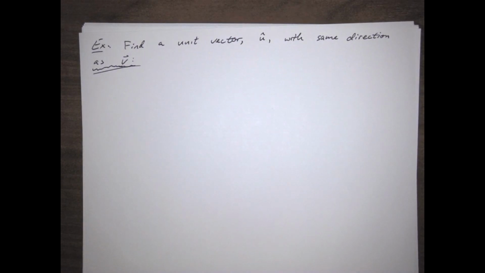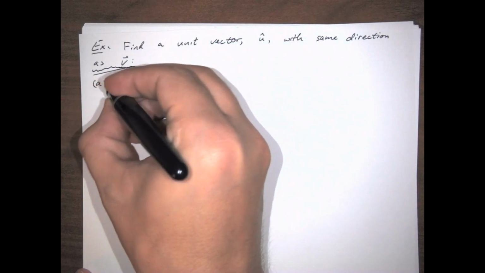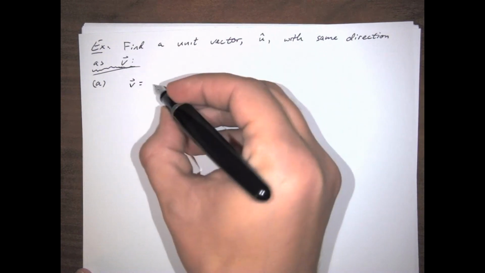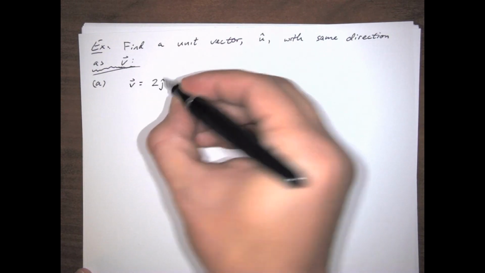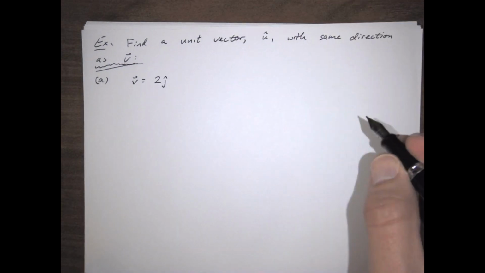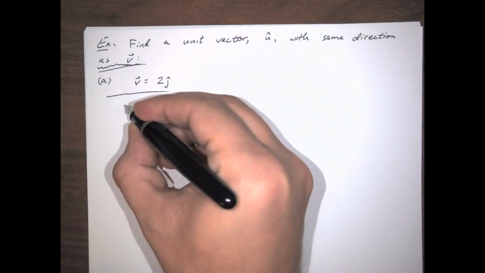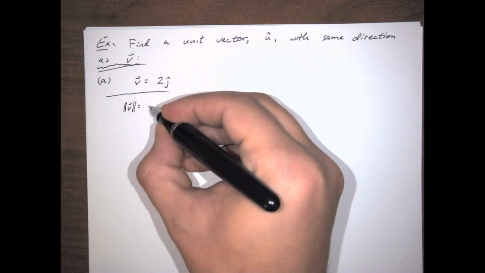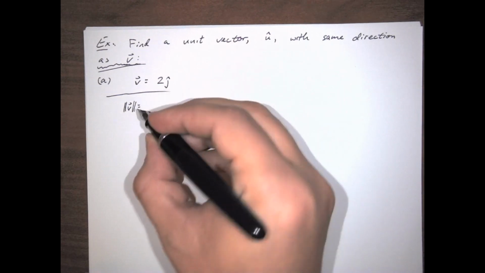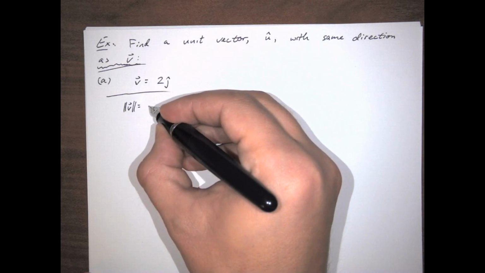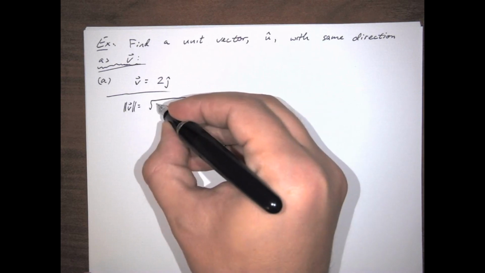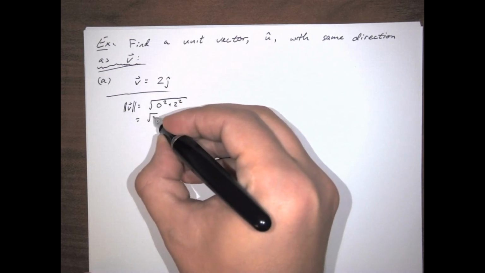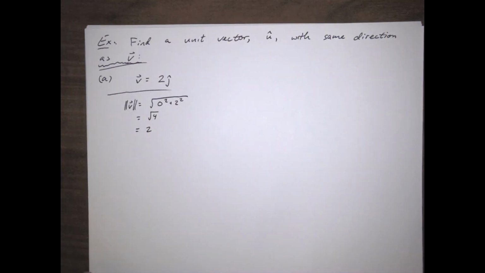All right. So as a first one here, let's just take something like v equals 2j. So it has no i component. Well, first off, what's the magnitude of v? I can calculate it, or I can just see that it's going to be 2, because it has only one component, so I know how long it is. But if I calculate it, it's just going to be 0 squared plus 2 squared, which is the square root of 4, which is sure enough 2, just as I would have guessed.